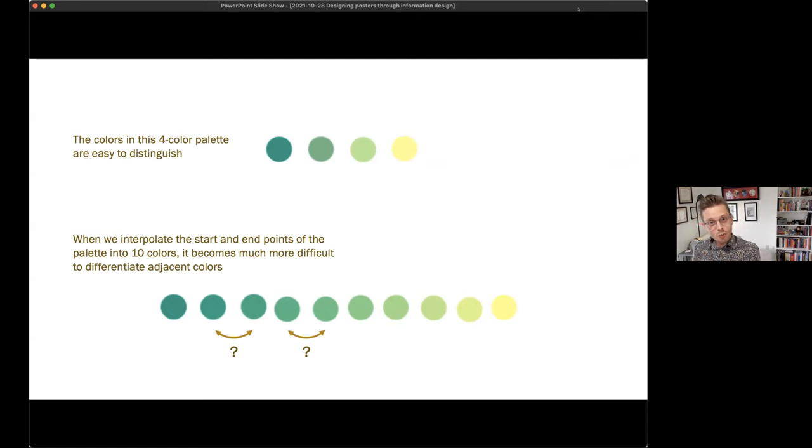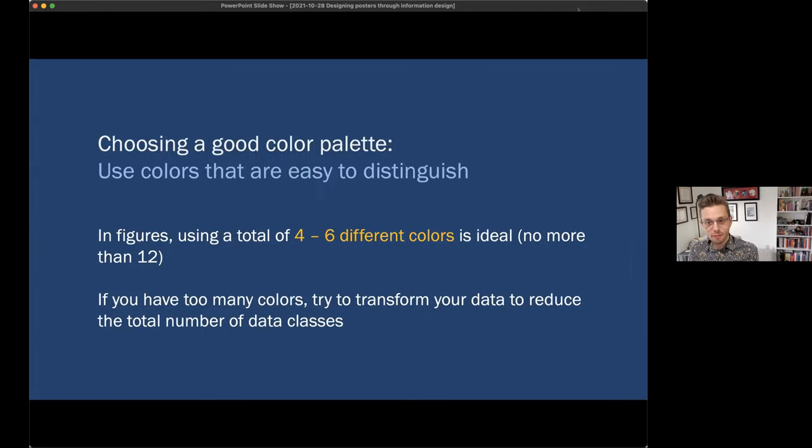And sometimes what we do to accommodate that is we extend the color palette on the inside of the color palette, as opposed to going outside the color palette. And just being aware of the fact that this problem can arise means that you can notice it when the problem might occur in your own designing.